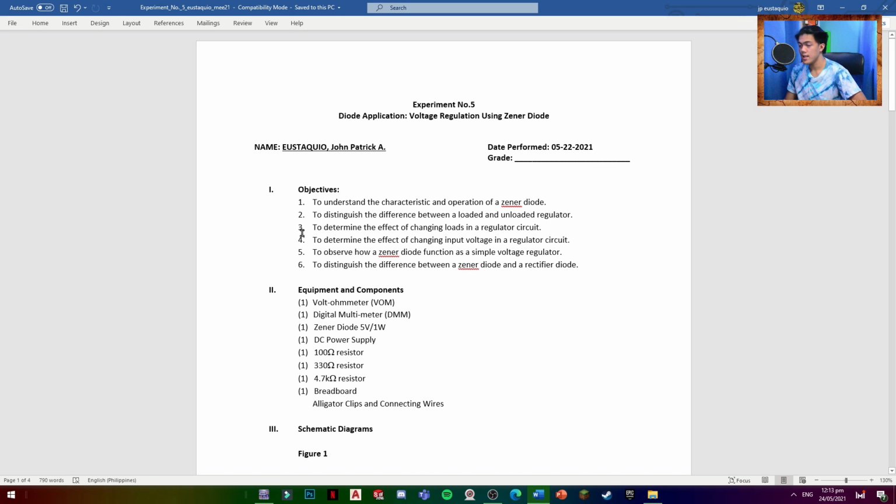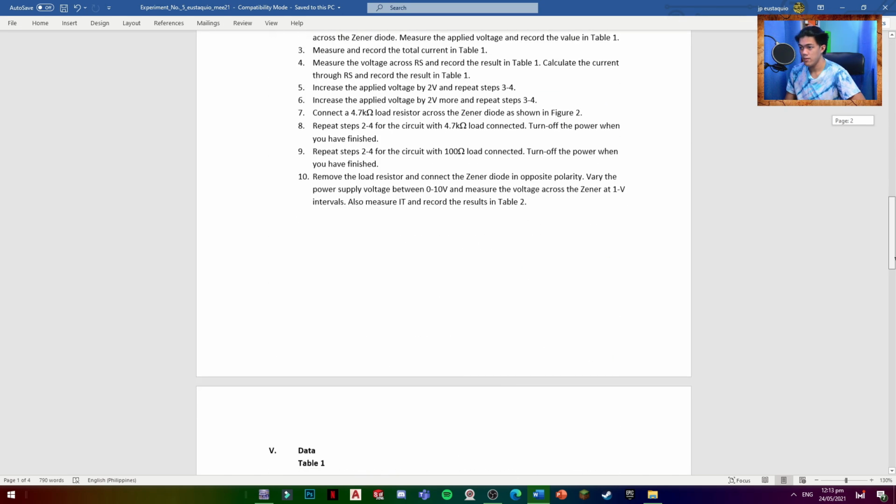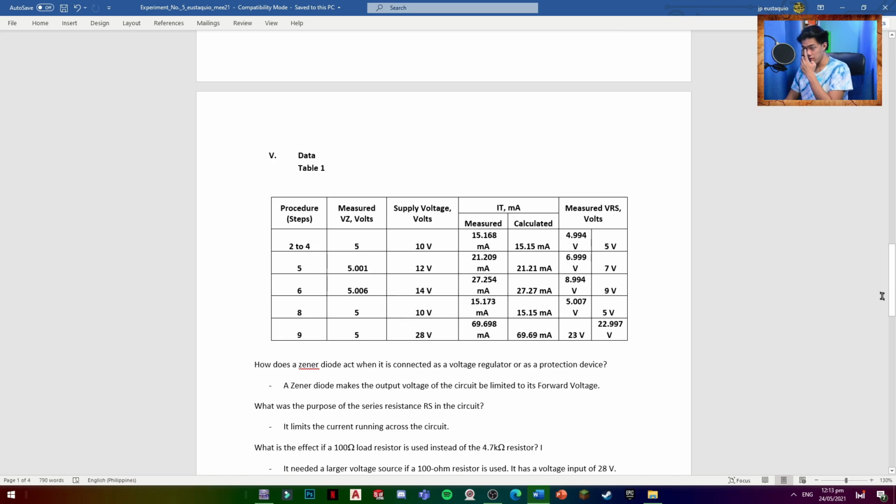So here are the data that I have gathered. Table 1. Procedure steps 2 to 4, 5, 6, 7, 5, 6, 8, and 9. The measured volts is 5, 5.001, 5.006, 5.5. The supply voltage has 2 volt intervals, so 10 volts, 12 volts, 14 volts, up to 28. And here are the measured and calculated values, and the measured volts across the RS.